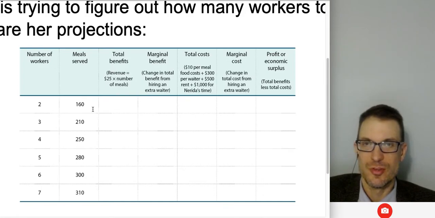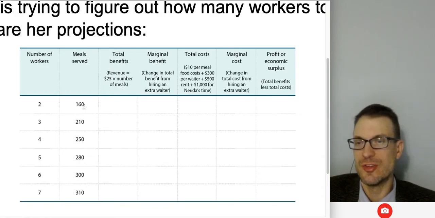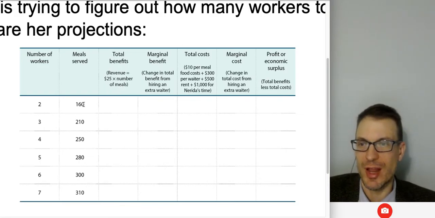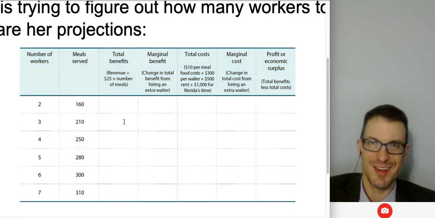Kind of. The marginal benefit is the change in total benefit from hiring an additional waiter. Well, what's my total benefit? My total benefit is going to be my revenue. This is going to be $25 times my number of meals. So what I need to do is get revenue: I take my 160 times 25, and then I take my 210 times 25.